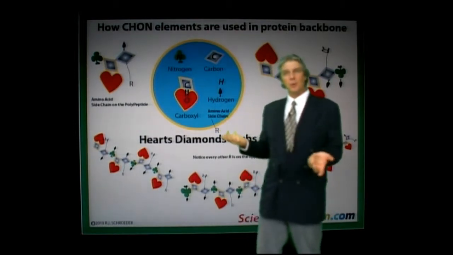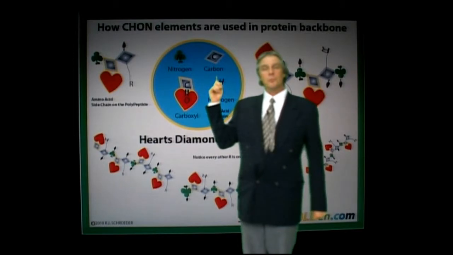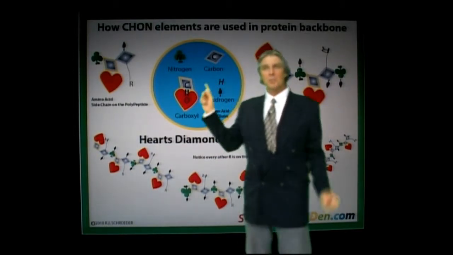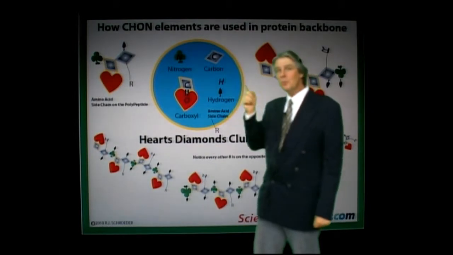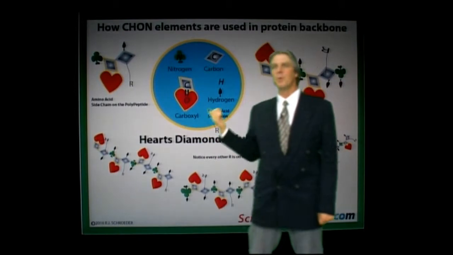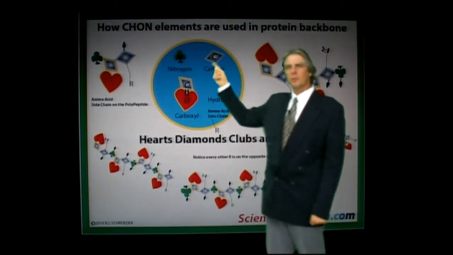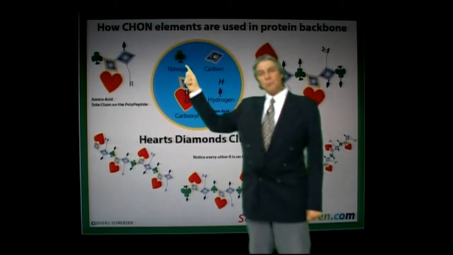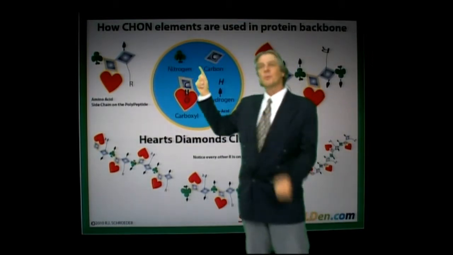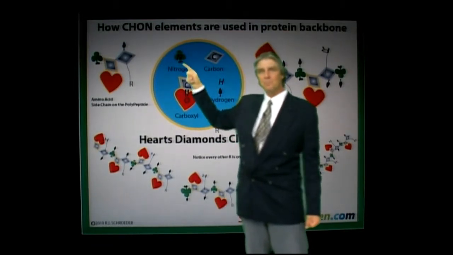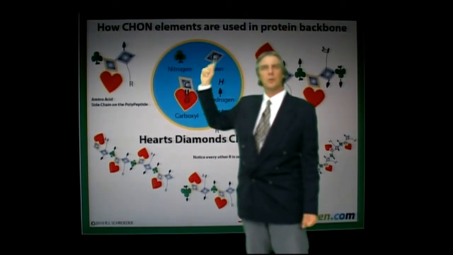So if you ever played cards, diamonds, carbon bonds 4 bonds around it, so a diamond has 4 points. So always think carbon is what a diamond is, pure carbon. Tetrahedral they call it, tetra 4, there's 4 bonds on a carbon. Nitrogen has 3 bonds, so that could be the clubs. Clubs have 3 little things on it there. 3 bonds for the nitrogen is a club.